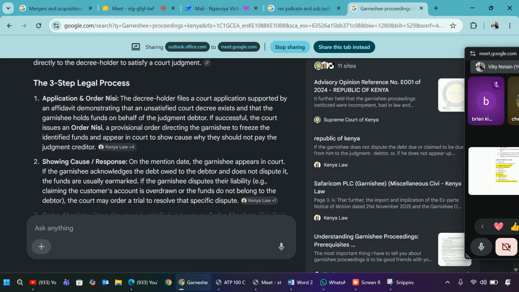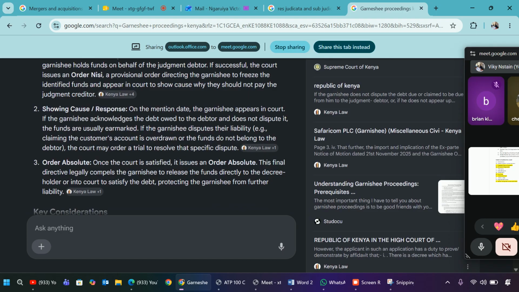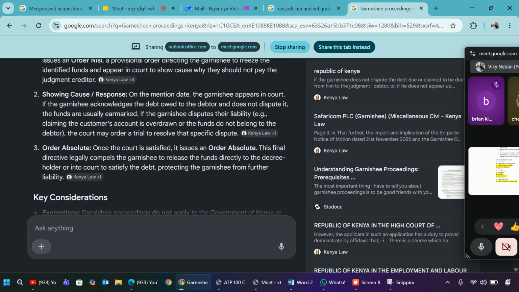This is a provisional order directing the garnishee to freeze the identified funds and appear in court to show cause why they should not pay the judgment creditor. Then, on the mentioned date, the garnishee appears in court. If the garnishee acknowledges the debt owed to the debtor and does not dispute it, the funds are usually earmarked. If the garnishee disputes their liability, e.g., claiming the customer's account is overdrawn or the funds do not belong to the debtor, the court may order a trial to resolve that specific dispute.